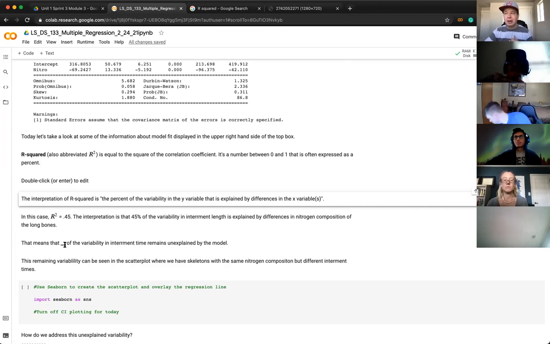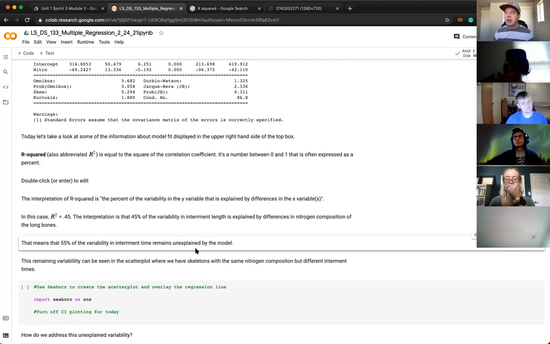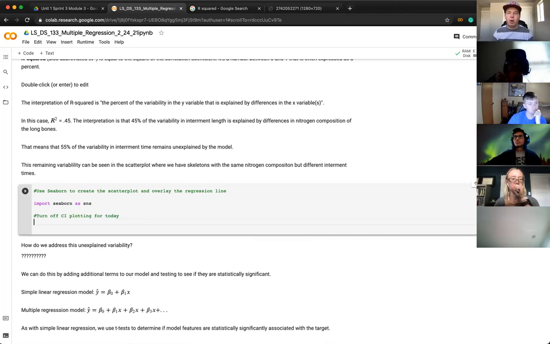However, the opposite of this is also true, right? This means that 55% of the variability in interment time remains unexplained by our model, right? So there's still more things that we could learn about interment time that we are not capturing with our current model, okay? So as a reminder here, we are going to make our scatter plot and look at this, because I want you to get a bit of an eyeball feel for what a 45% goodness of fit looks like.